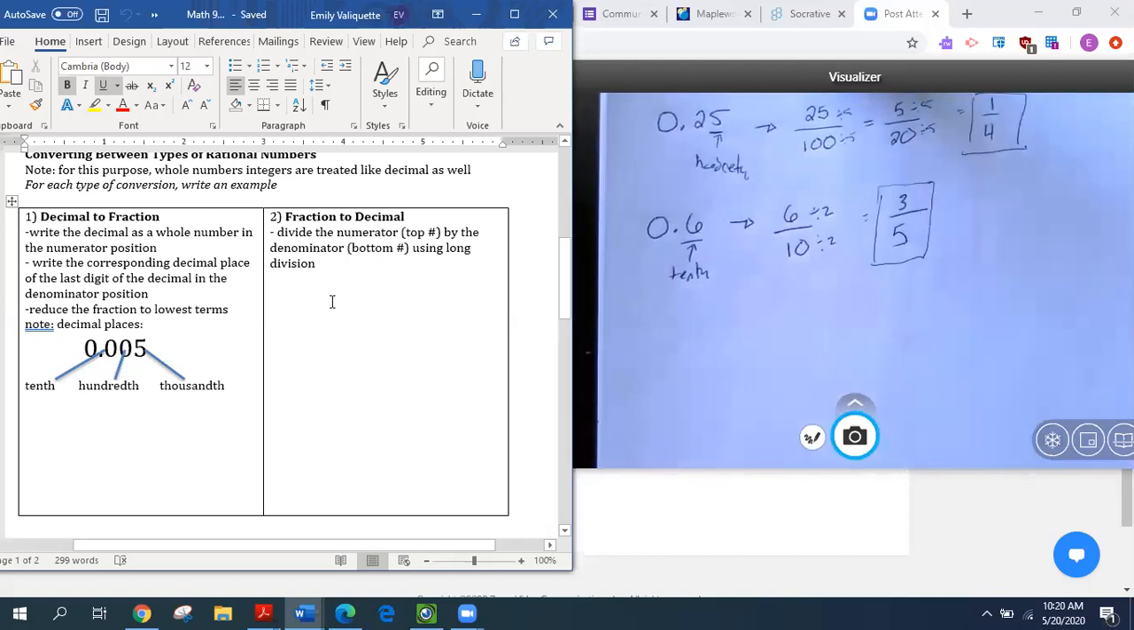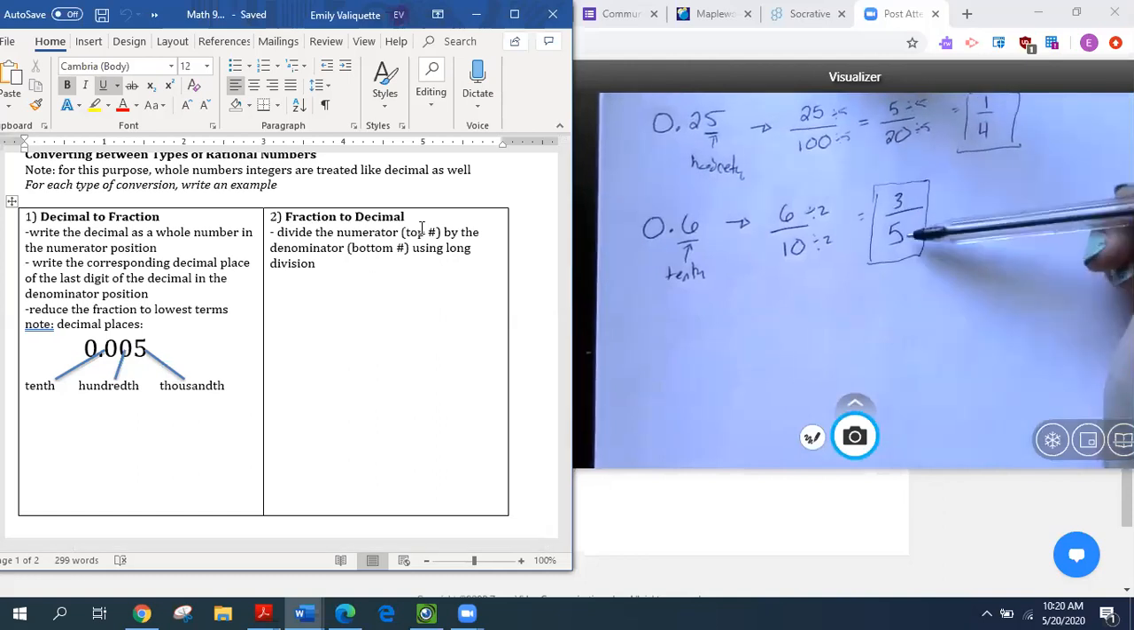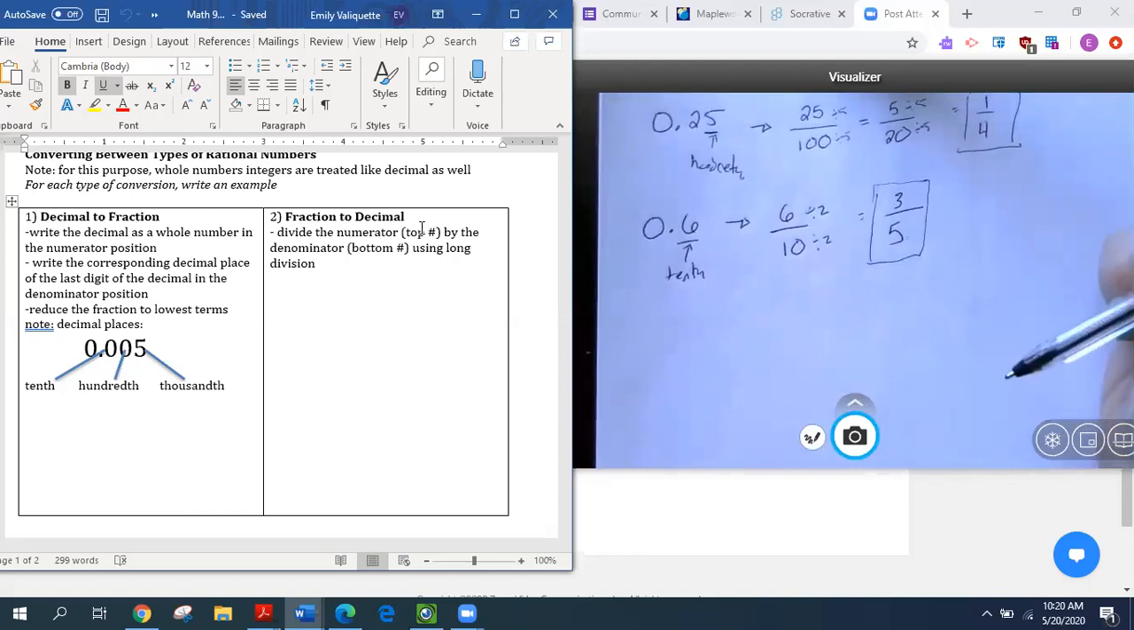Okay, let's go on to going in the opposite direction. So going from a fraction to a decimal. Now, if you had a calculator, all you would do is take the top number and divide it by the bottom number in your calculator, and that would give you the decimal. But on your PAT, there is a no calculator section, and you have to know how to divide these numbers without using a calculator. So let's go through how to do that.